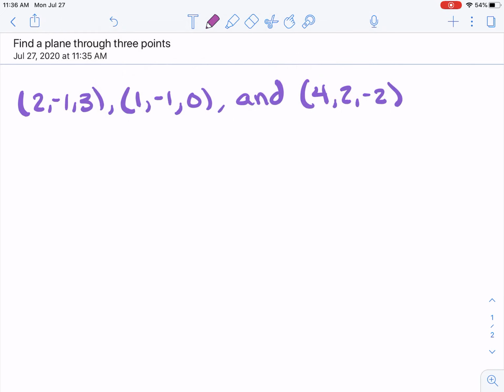All right, we have 3 points. You could visualize 3 different points in space. Try to think about a sheet connecting those 3 points. That's the plane that goes through those 3 points. We'd like to find the equation of that plane for these 3 points.